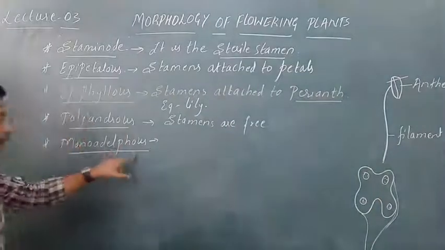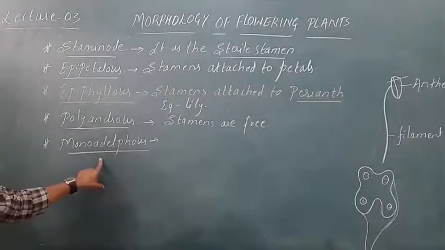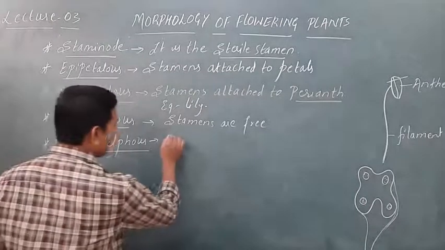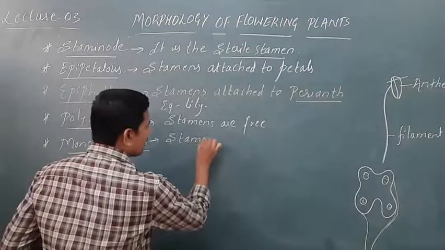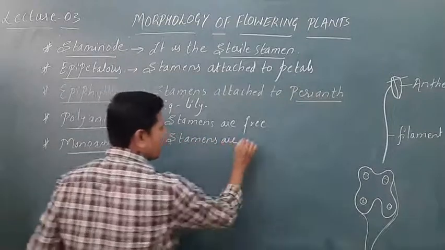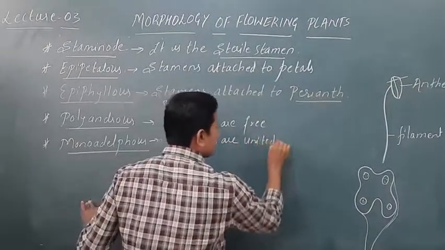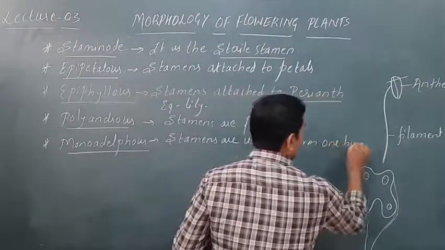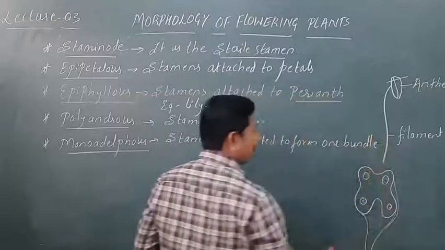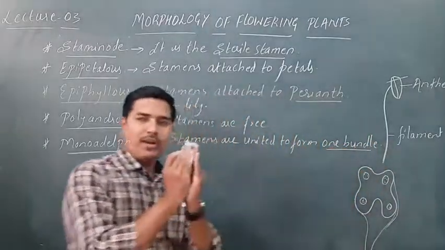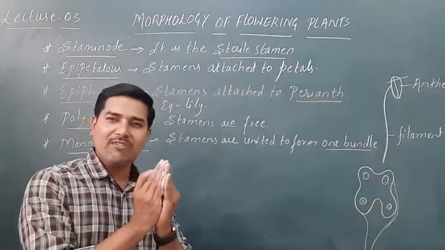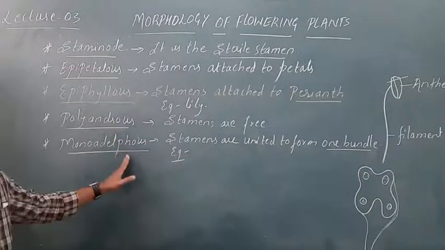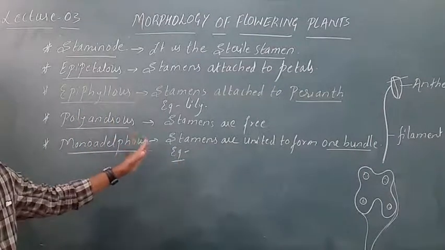So here monoadelphous: mono meaning single or one, adelphous is nothing but group. So stamens are united to form one bundle. If they form only one bundle, we call it monoadelphous. Such a monoadelphous condition we observe in certain plants like China rose.